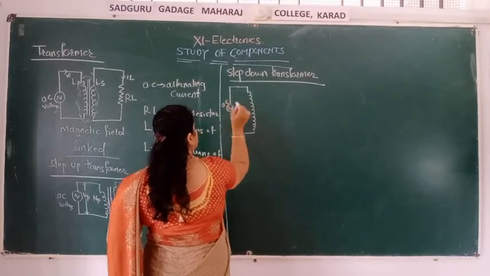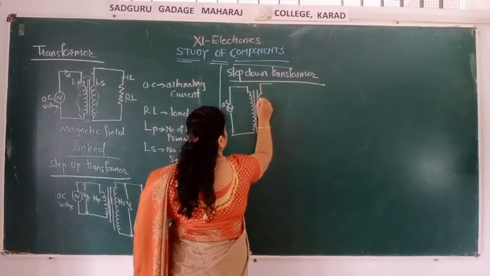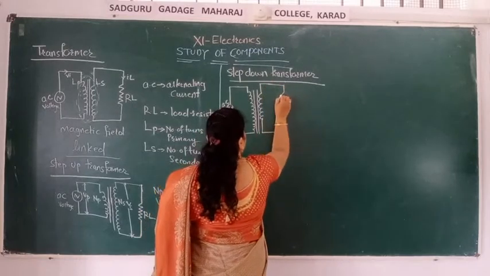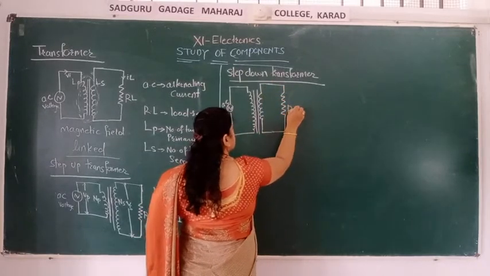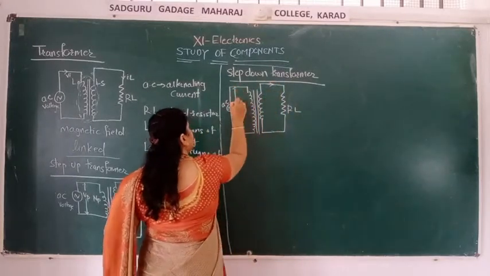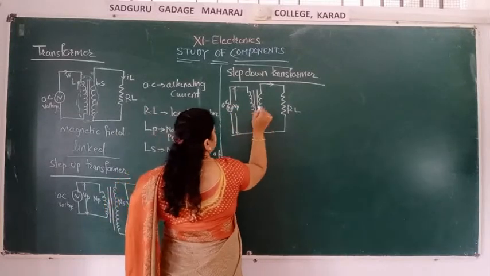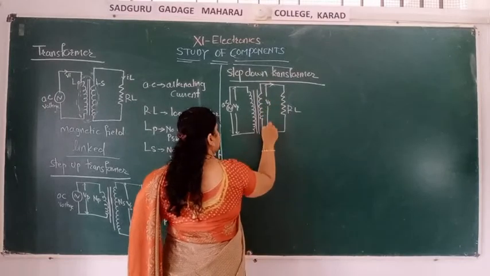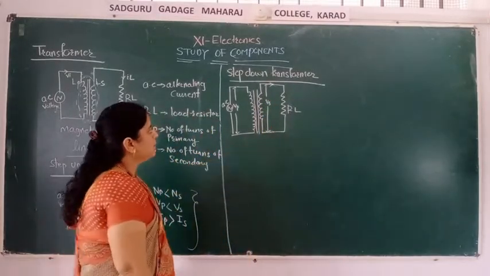This is the AC voltage. These are the number of turns of the primary and the number of turns of the secondary. Load resistance RL is connected across the secondary. This is the voltage across the primary, number of turns, and these are the voltage across the secondary, number of turns. Okay, so this is the step down transformer.